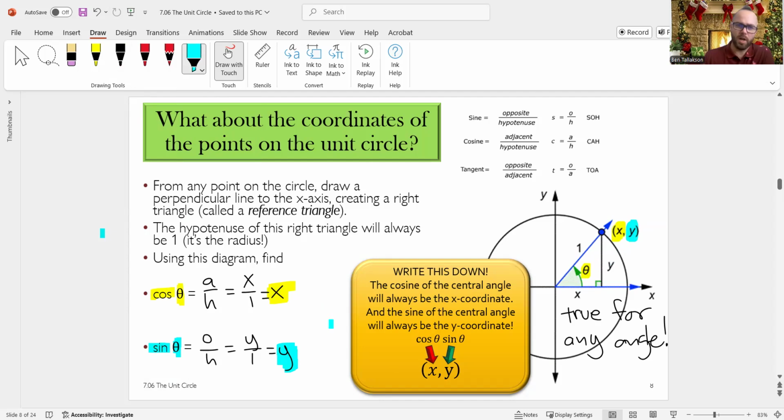So go ahead and write down what's in this yellow box. The cosine of the central angle will always be the x coordinate, and the sine of the central angle will always be the y coordinate. Cosine goes with x, sine goes with y. Cosine x, sine y, it's both alphabetical too, right? C comes before s, x comes before y.